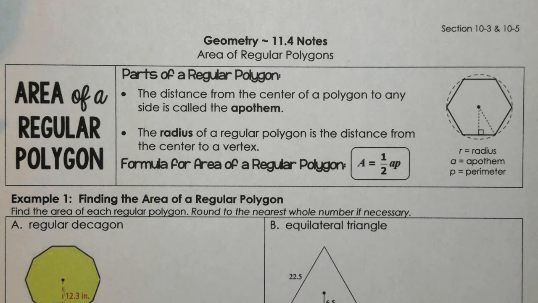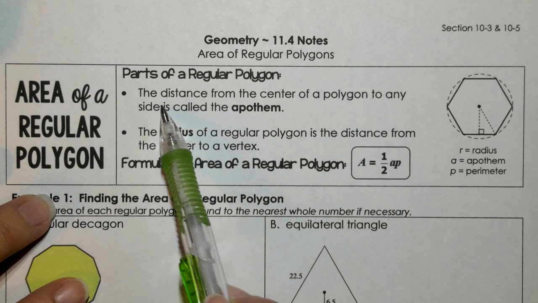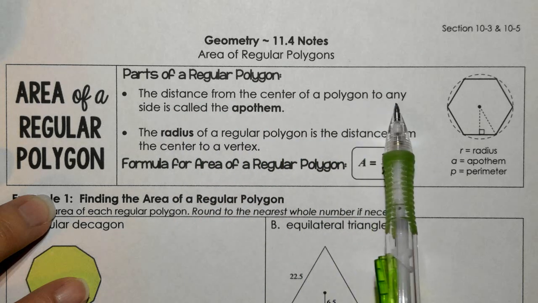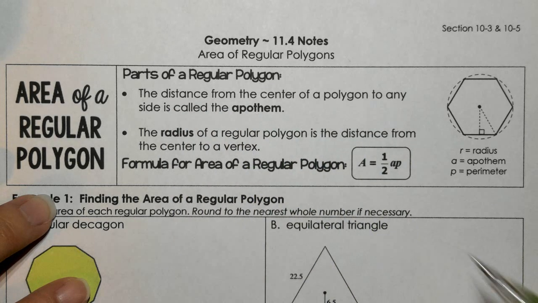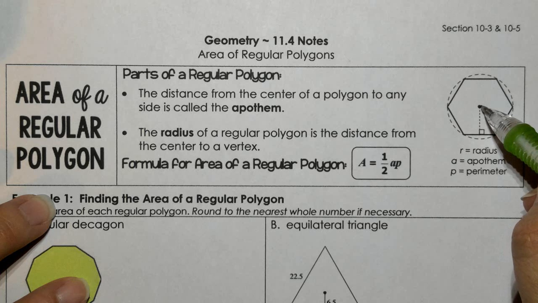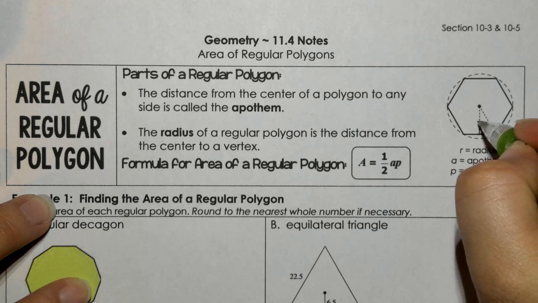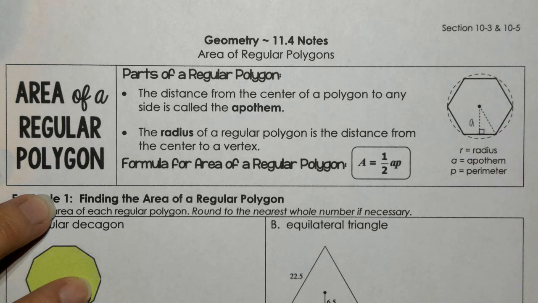11.4 area of a regular polygon. Now this you should not have any background in, so this should be something very new for you. As long as you know how to label the parts of the polygon, it should be pretty simple. So first it says the distance from the center of a polygon to any side is called the apothem. So we see here that from the center to the side, that is your A, apothem.